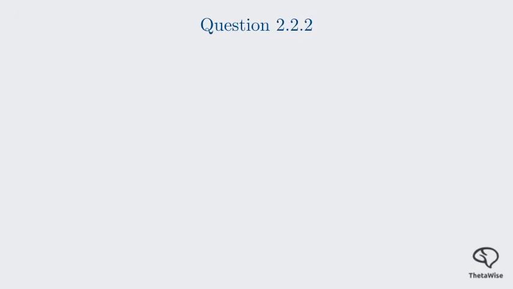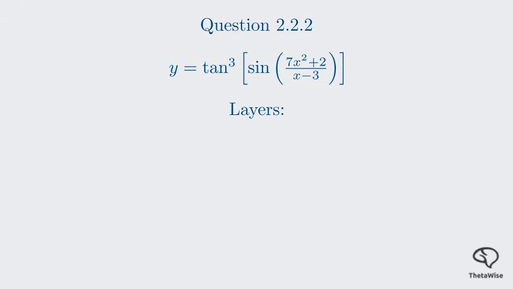Let's move on to the second function in question 2.2, which is even more complex. The function is y equals tan cubed of sine of a rational function. To differentiate this, we will need to use the chain rule multiple times. It's helpful to break this down into a composition of functions.